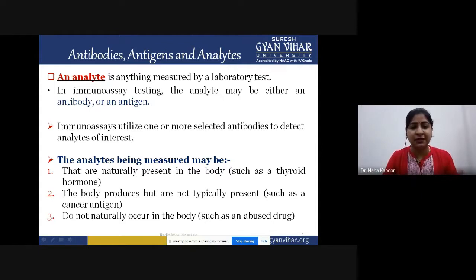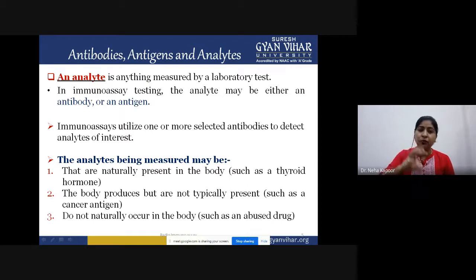Next important point is analyte, because we are talking about immunoassay. So it is a test. In the test, what we would be analyzing, the concentration of which compound we would be analyzing, that is known as the analyte. Analyte means a substance, or it can be anything that we normally measure by carrying out a particular laboratory test. This analyte can be either an antigen or an antibody. Why do we call it an antigen or antibody? Because we are talking about those analytes which we use in immunoassay. And in the case of immunoassay, the two main things that are very important if you want to measure are an antigen or antibody.